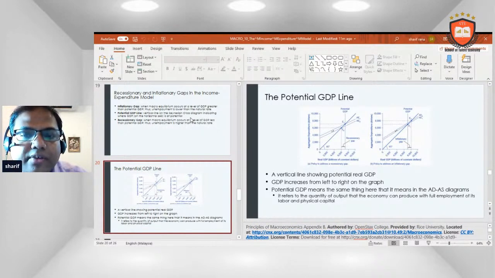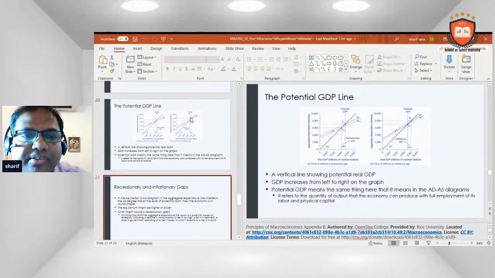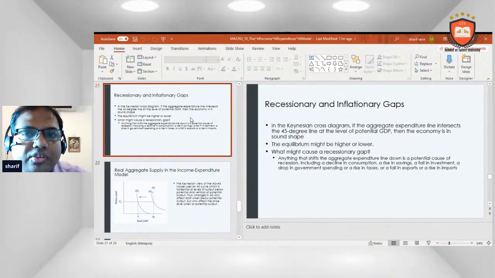GDP increase from right to the gap. Potential GDP means the same line in the AD-AS diagram. It refers to the level of output that the economy can produce with full employment of its labor and physical capital. Recession and inflation gap.